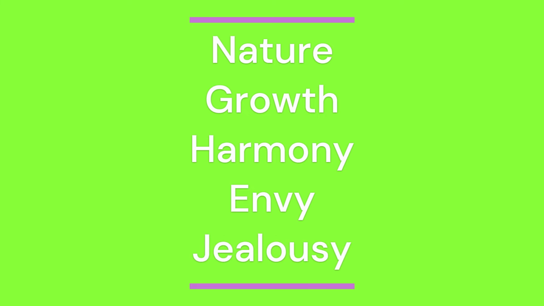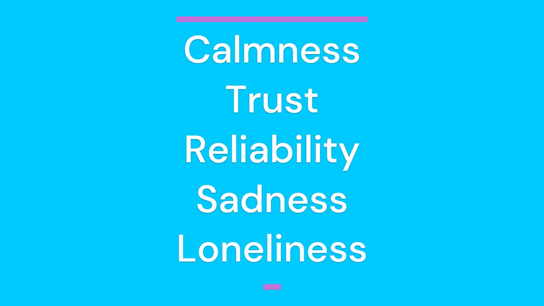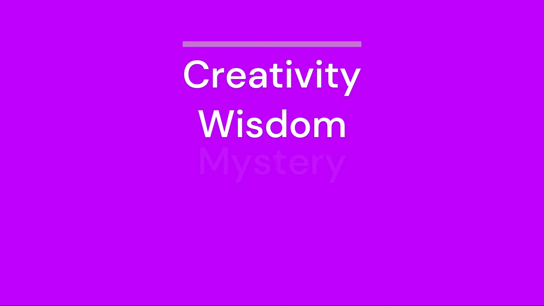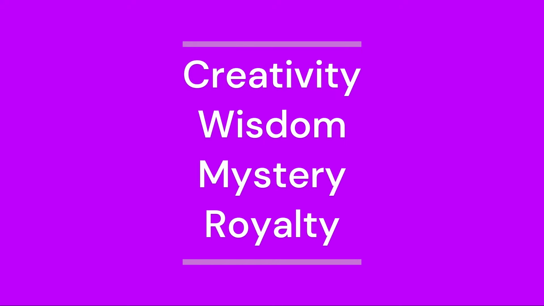Green is often associated with nature, growth, and harmony, although it can also symbolize strong emotions like envy or jealousy. Blue symbolizes calmness, trust, and reliability, and it can also evoke feelings of sadness or loneliness. And purple often evokes creativity and wisdom, and it can also be associated with mystery or royalty.